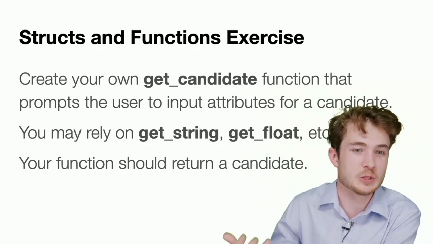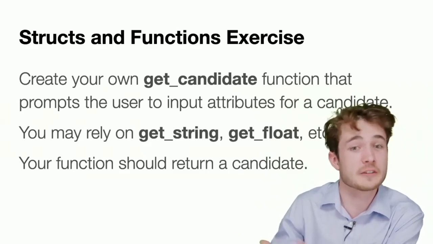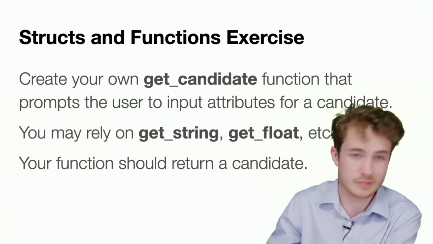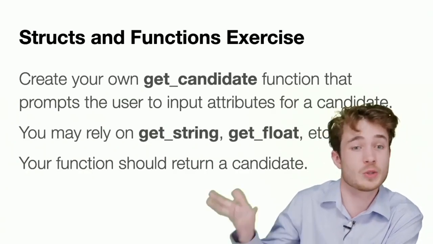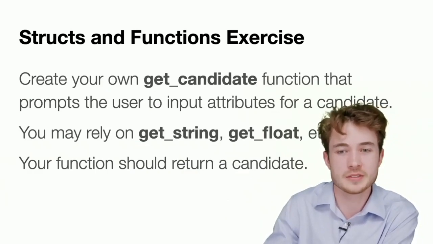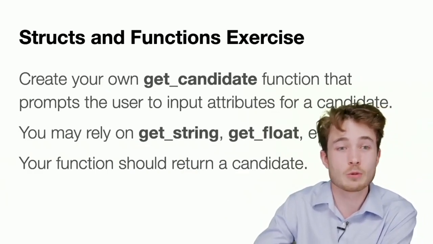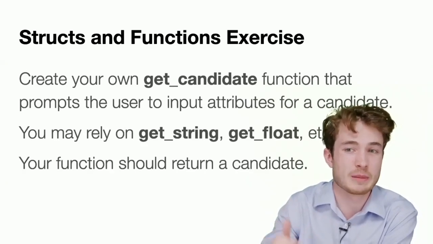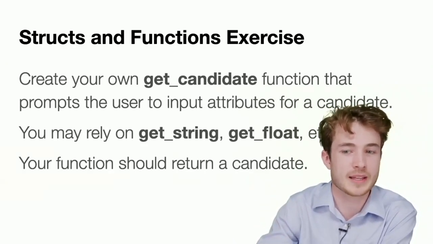So you maybe are familiar with this function getString or getFloat in the cs50 library, where you can use those functions to get a string, get a float, get an integer, whatever you want to get from the user. And similarly, we'll actually write our own function called getCandidate that will return to us a new candidate that the user has created for us by being prompted for some information about that candidate.